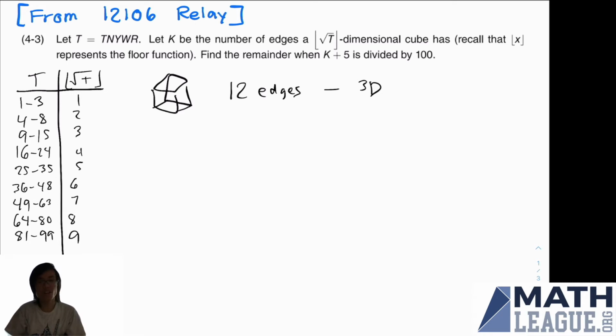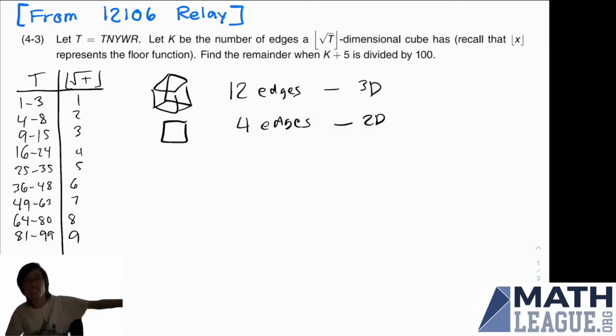2D cubes are something a bit unfamiliar, but I'm pretty sure many of you have heard of 2D before, like 2D animation or 2D surfaces, which is basically just like a wall or something, like the palm of my hand. In this case, a 2D cube would probably be a square, and that's going to have 4 edges.